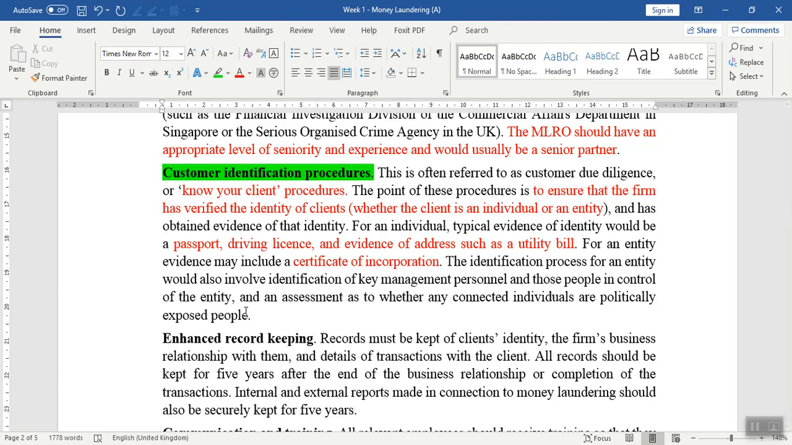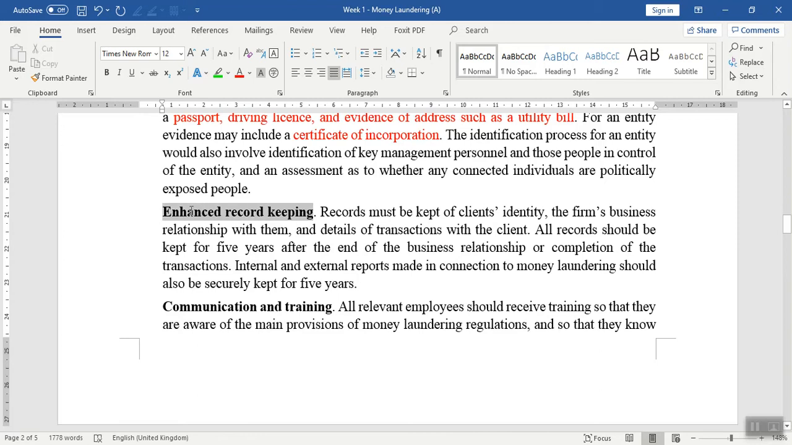The next one will be enhanced record keeping. I also mentioned it to you last week. Enhanced record keeping means what? After I finish auditing ABC company, how many years should I keep all the records? I told you last week, at least 5 years. And if they also have money laundering records, should they also be kept? Yes, also for 5 years. Internal and external reports made in connection with money laundering should also be securely kept for 5 years.